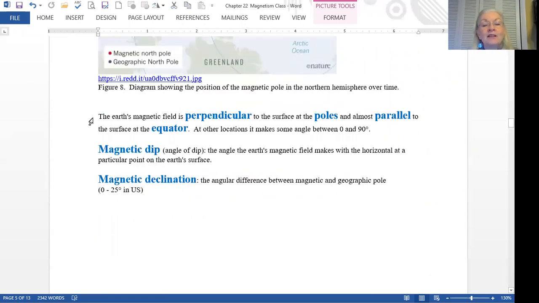So the Earth's magnetic field is perpendicular to the surface at the poles, and it's parallel or almost parallel at the equator. And anywhere between the poles and the equator, it goes between 0 and 90 degrees. Why does that matter? Well, at the poles, there's a little magnetic window, and that lets charged particles from deep space enter the Earth's atmosphere. These charged particles are called cosmic rays. They enter the Earth's atmosphere, and they're the reason we have the aurora borealis or the northern lights, and it's the reason there are the southern lights in the southern hemisphere, because of that magnetic window in the polar region.